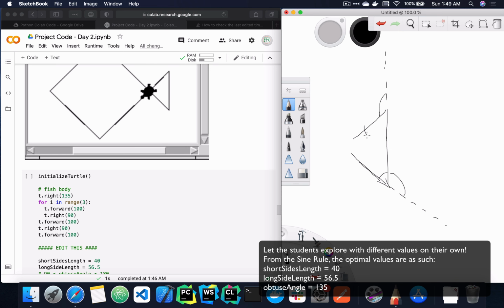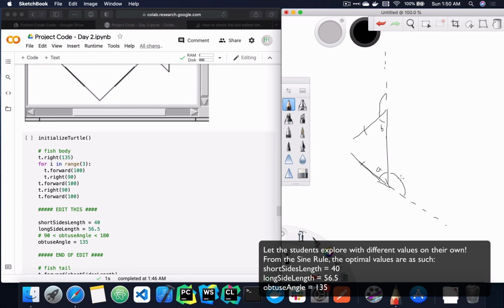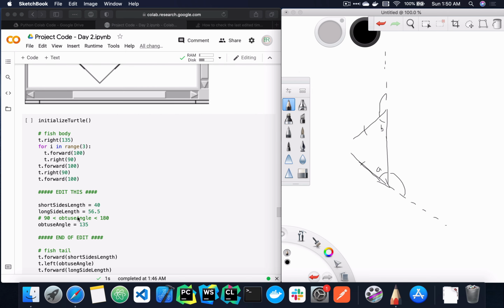Because this part here is an isosceles triangle, if we were to label this with angle A and angle B respectively, the value of angle A is equal to the value of angle B. Hence the value of these two angles is the same, so we can refer to them as the same variable, obtuse angle. So these are essentially what these terms mean. To recap, these two sides here, because it's an isosceles triangle, are the short sides length. This part here is the long side length. And lastly, these two angles are the obtuse angle.